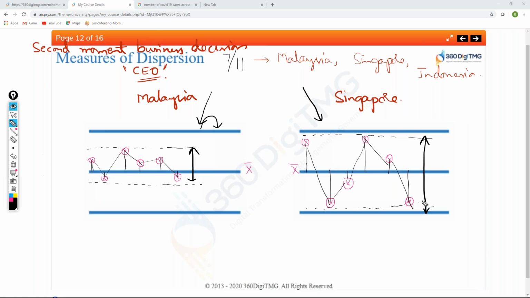If there is more dispersion in your data, what does that mean? That means that your predicted or forecasted values would not be very accurate. You cannot rely on it significantly. But if the dispersion, or the variation, is less, you can actually rely on the data.